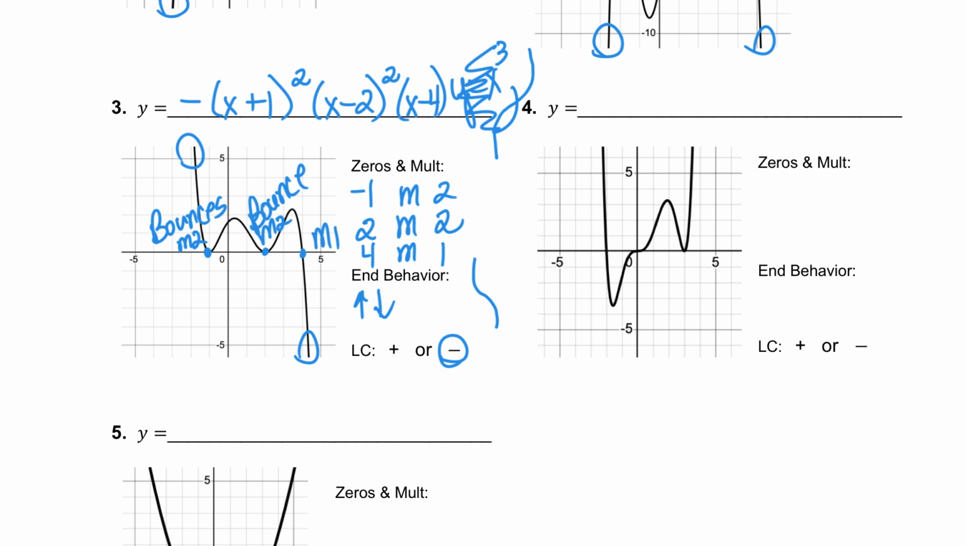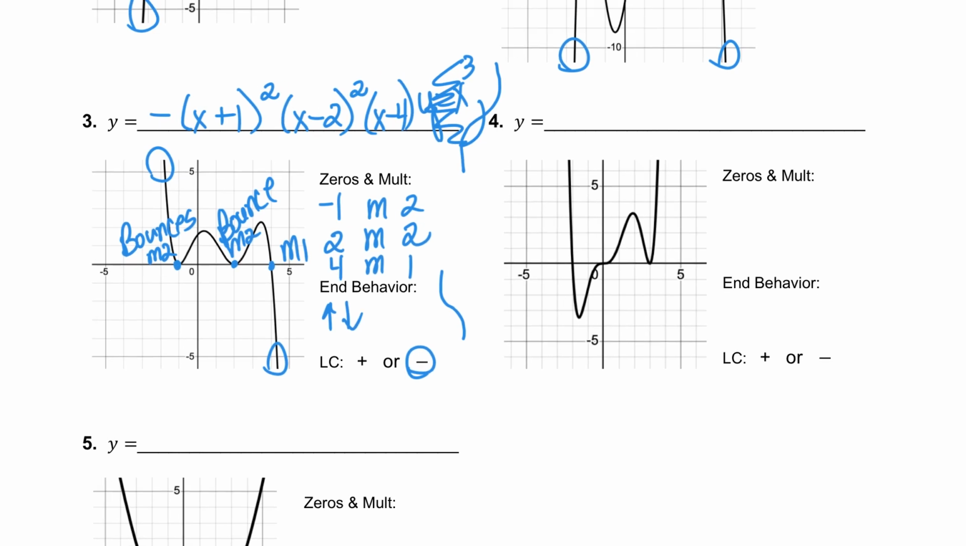Okay, look at number 4. Okay, here, my zeros are here, here, and here. This one we know is multiplicity of 1. This one has a twist, so it's at least a 3. And this one bounces, so it's a 2.